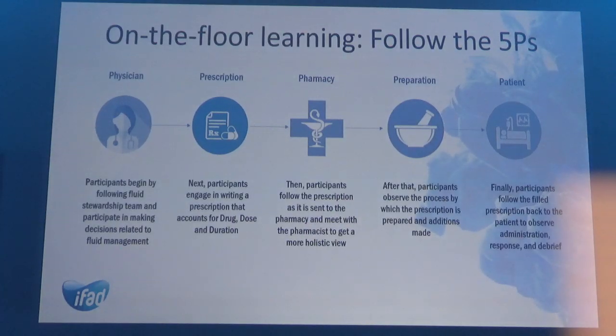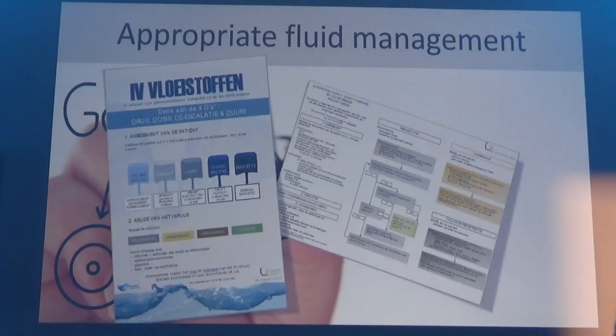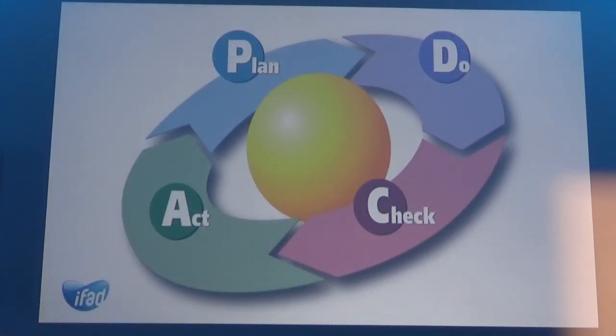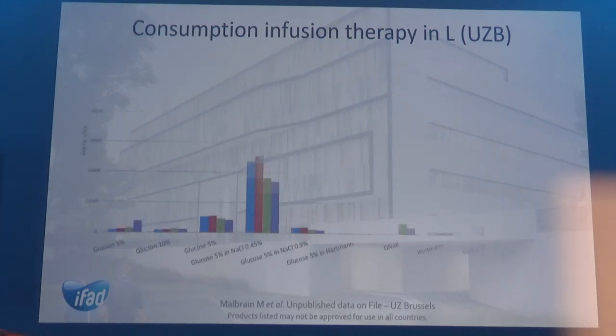So it's a chain from physician prescription to pharmacy, the nurse, to the patient. This is just an example of the posters we put out on the wards and the flyers that we hand over to every doctor or every nurse, followed by a plan, do, check, act cycle. So what was the effect of this fluid stewardship program?